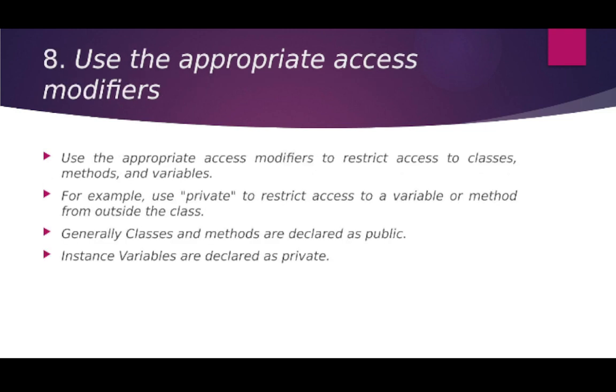Use the appropriate access modifiers to restrict access to classes, methods, and variables. For example, use private to restrict access to a variable or method from outside the class. Generally, classes and methods are declared as public. Instance variables are declared as private.